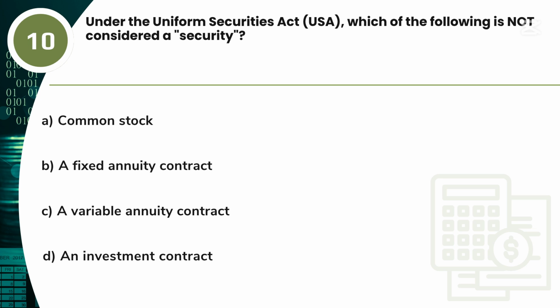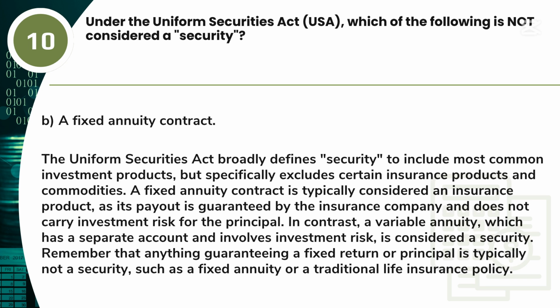Question 10. Under the Uniform Securities Act, USA, which of the following is not considered a security? A. Common stock. B. A fixed annuity contract. C. A variable annuity contract. D. An investment contract. Answer: B. A fixed annuity contract.